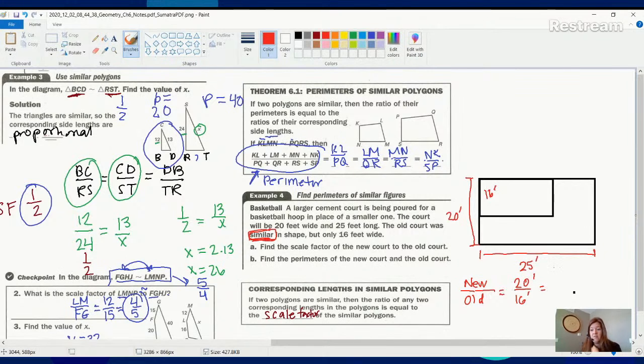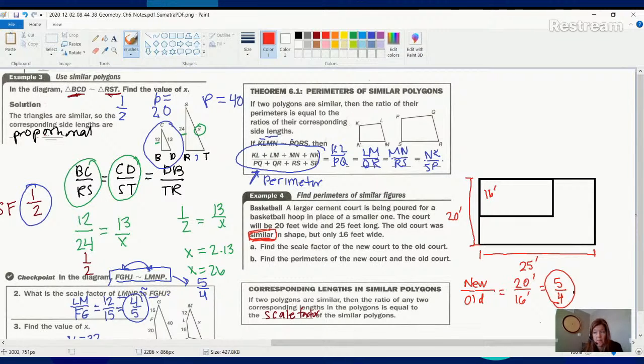So I can plug those in because I can compare them. They're my widths, right? And if I do that, I notice they're both divisible by 4 and I get 5 to 4. So the scale factor of my new court to my old court is 5 to 4. Awesome, right? All right, the next part is find the perimeter of the new court and the old court.